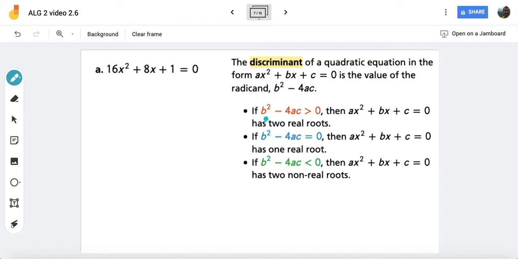Okay, all we need to do is find b squared minus 4ac. B squared, that's b squared, 64, minus 4ac. a is 16, 4 times 16 is 64, times c, which is 1. So 4 times 16 times 1 is 64. This is one that's coming out to 0. And if it comes out to 0, this has one real root.